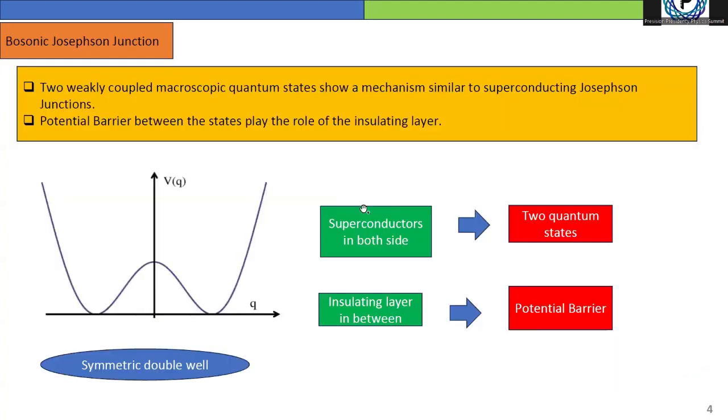Now, here is our double well system. Here you can consider one well as psi1 and another well as psi2, and our bosons will remain in either psi1 or psi2. Now here we will try to draw some similarity between the double well system and the Josephson junction we spoke of previously. You can compare that there are superconductors on both sides; here there are two quantum states on both sides. There is an insulating layer in between; here there is a potential barrier in between.